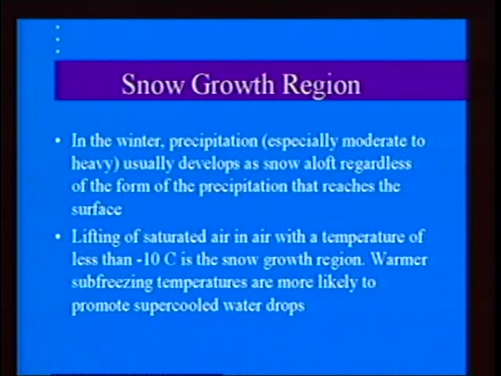The snow growth region. In winter, precipitation, especially moderate to heavy precipitation, usually develops as snow aloft, regardless of the form of the precipitation that reaches the surface. Lifting of saturated air in air with a temperature of less than minus 10 degrees Celsius is the snow growth region. At temperatures warmer than this, the temperature could still be below freezing, let's say between 0 and minus 10. At those temperatures, it's more likely to promote liquid, supercooled water droplet growth instead of ice crystals and snow.